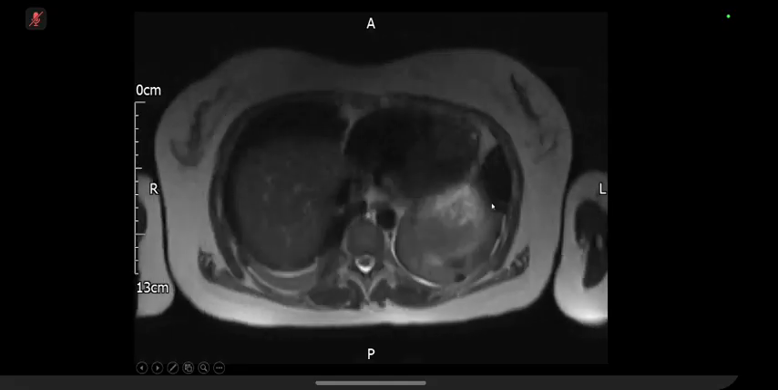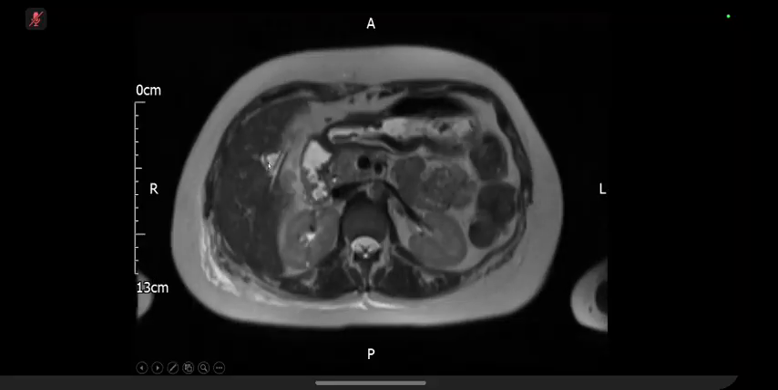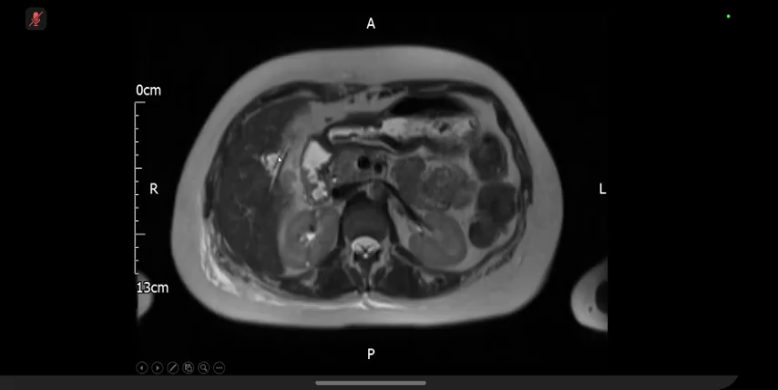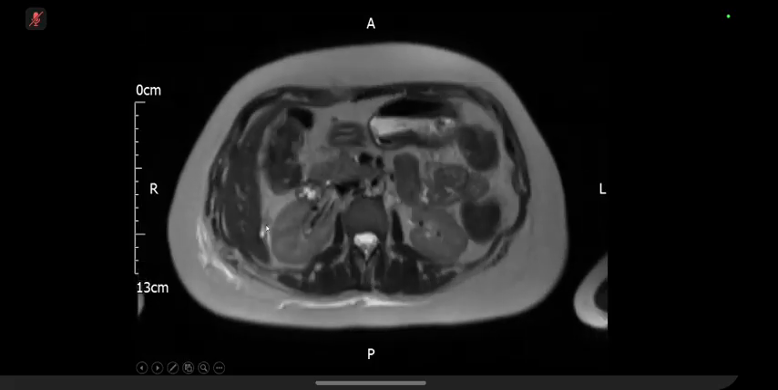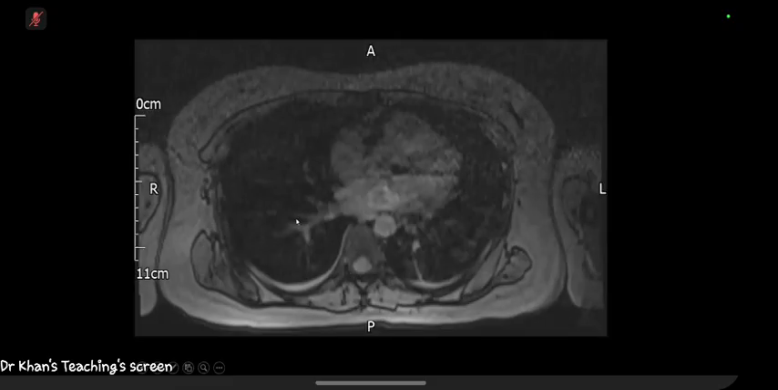So this is a T2 weighted sequence on which you see this is the drain, and there is some fluid here. Now, is this leaking bile? You will never be sure. This is the drain which goes out of the human body.